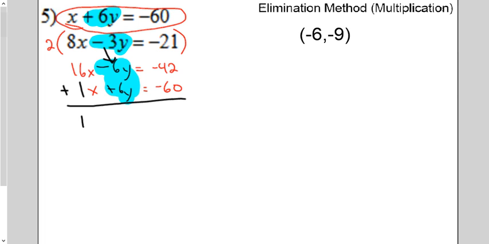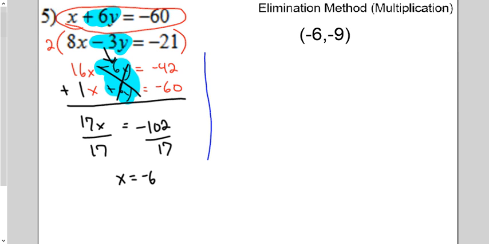1x plus 16x is 17x. These cancel out, and this would be -102. Divide both sides by 17, and x equals indeed -6, just like we said it would right here. And then getting the second variable is always the same for the most part. You go back to one of these equations. I don't care which one. I like that top one.